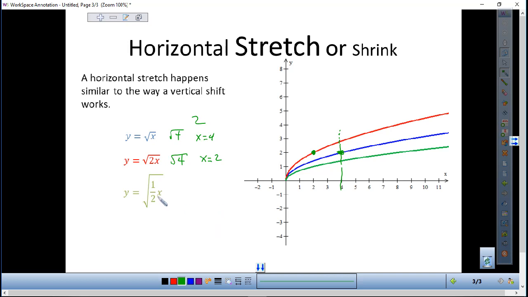Now what about with the 1/2? How am I going to get the square root of 4? What does x have to be to give me the square root of 4 in this thing? Well, x would have to be 8. 1/2 of 8 gives me 4. And if you look here, if we go all the way out to 8 and go up to 2, guess what? Boom, it's right there. Same exact y value, but where it did occur at 4, when we multiply by 2 inside, it's going to occur when x is 2. We multiply by 1/2 inside, it's going to occur where x is 8. So that's where you get your horizontal stretch or your shrink.